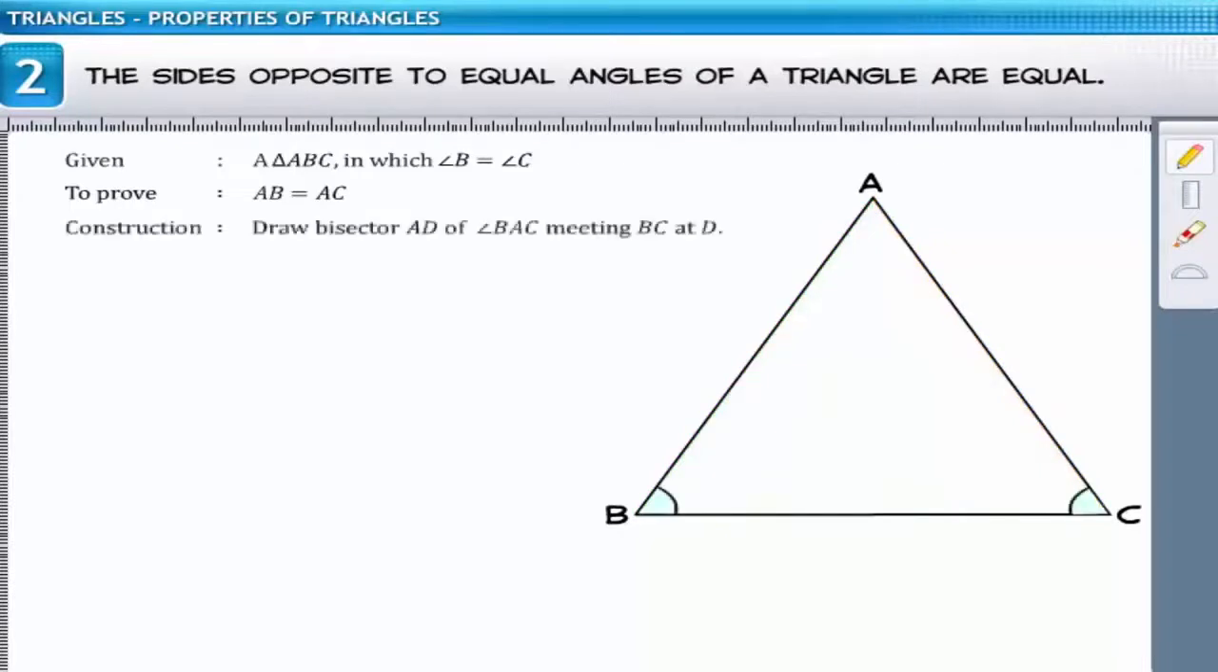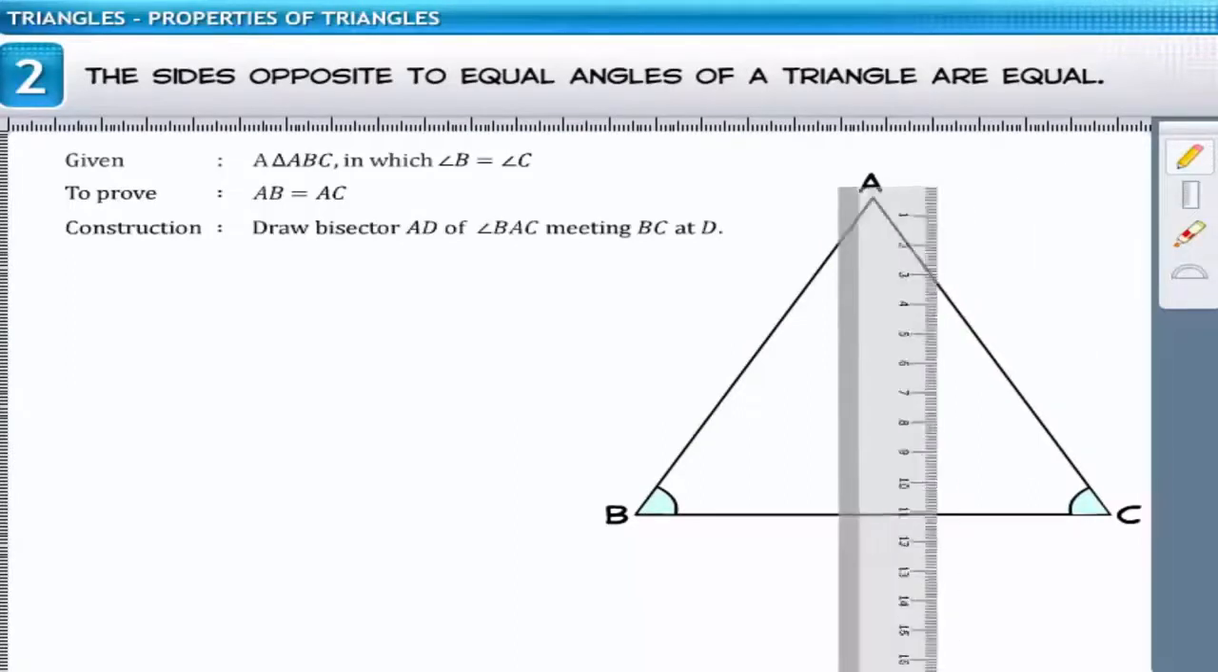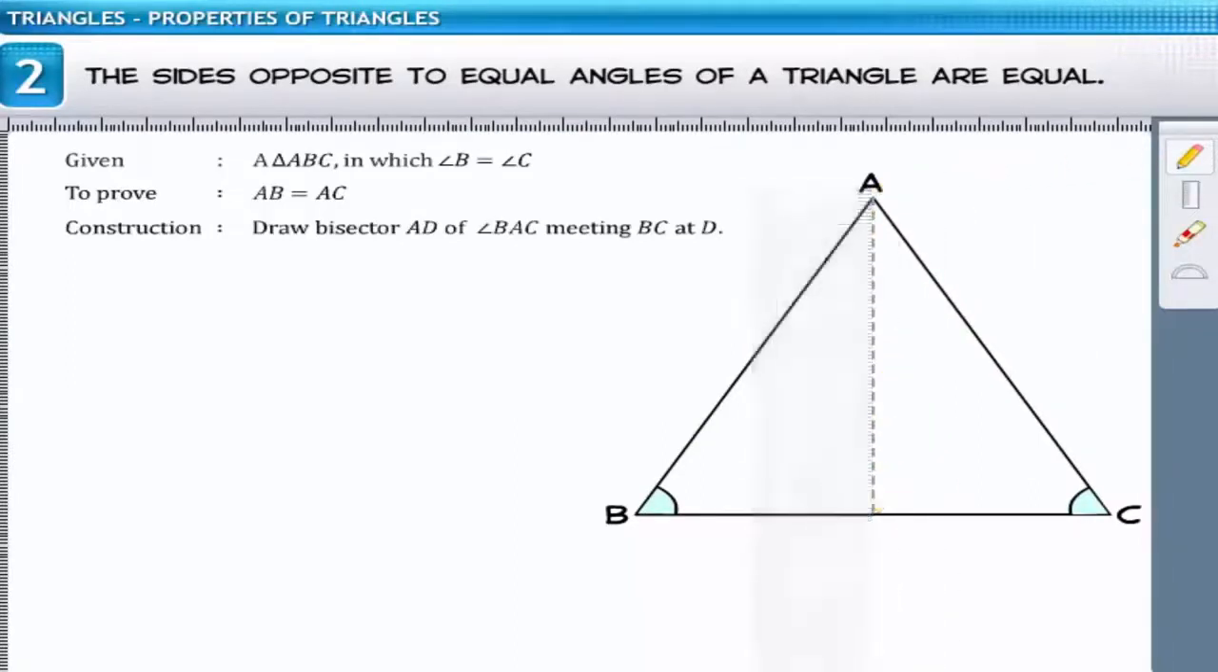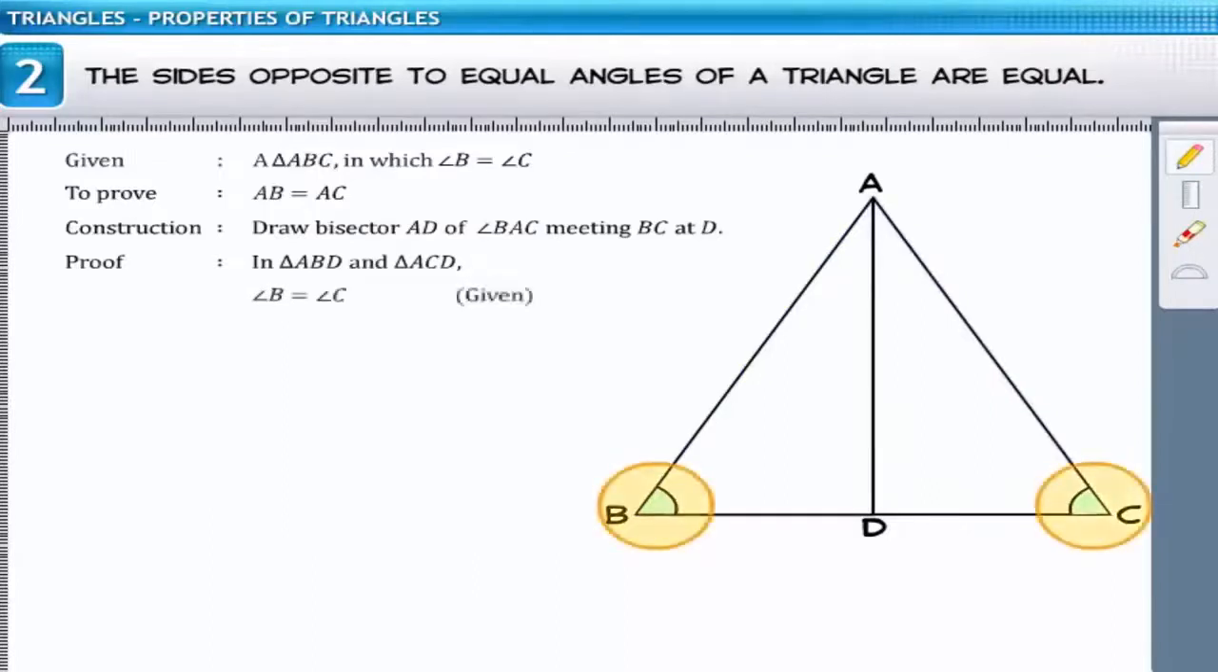Let's draw bisector AD of angle BAC meeting BC at D. Thus, two triangles ABD and ACD are obtained. In triangle ABD and triangle ACD, we are given that angle B is equal to angle C. Angle BAD is equal to angle CAD, since AD is bisector of angle A, and side AD is common to both the triangles.